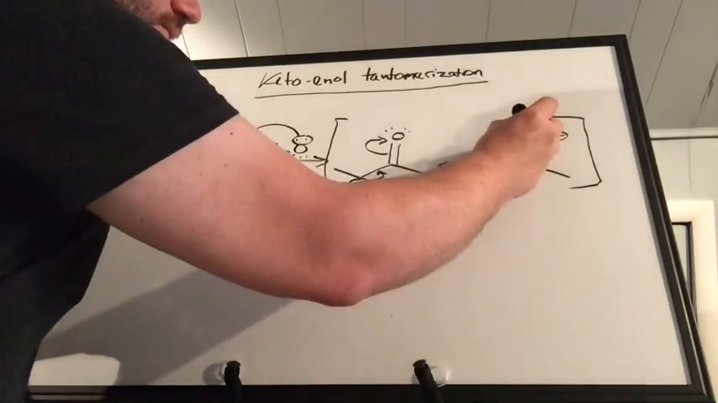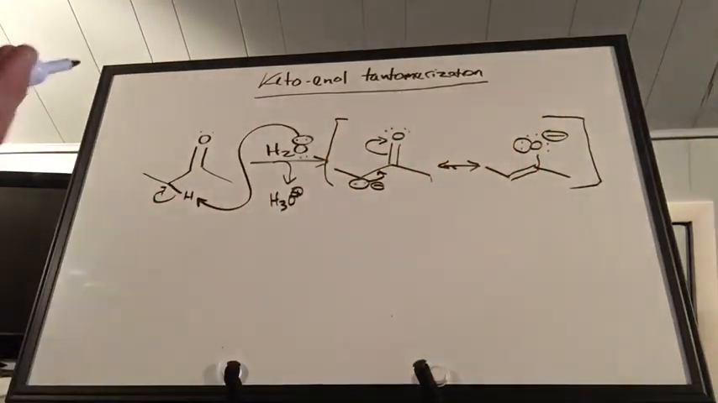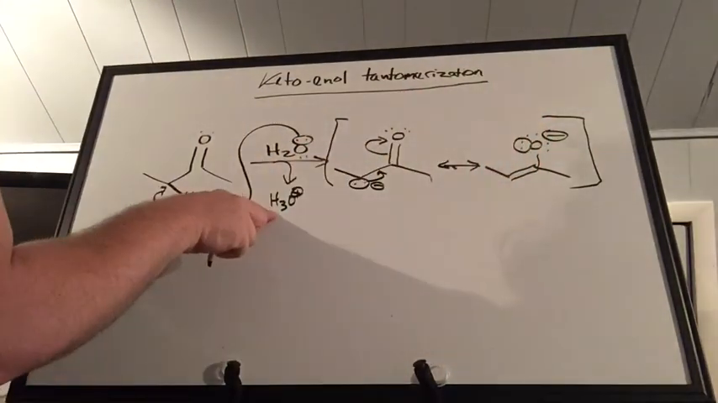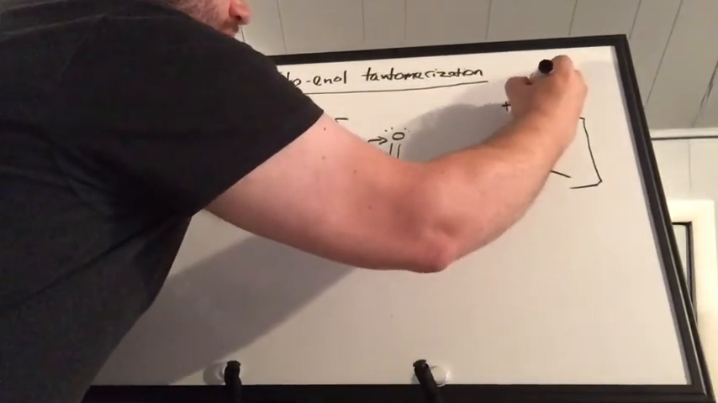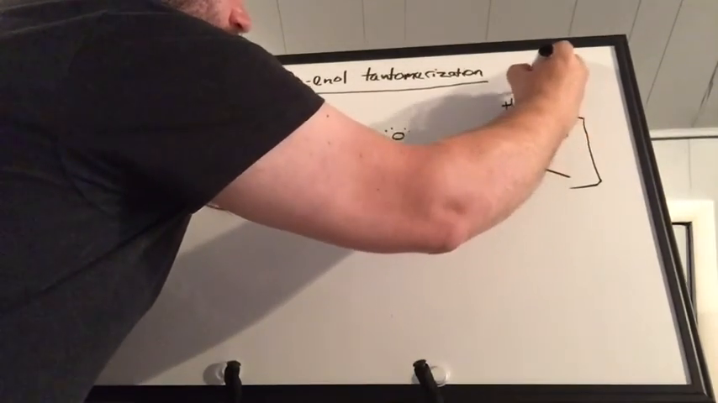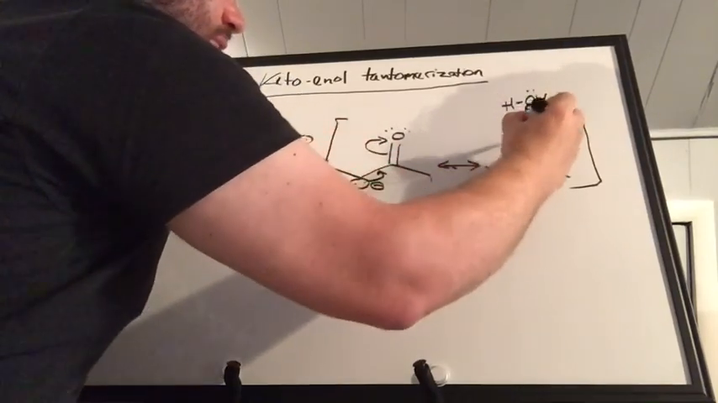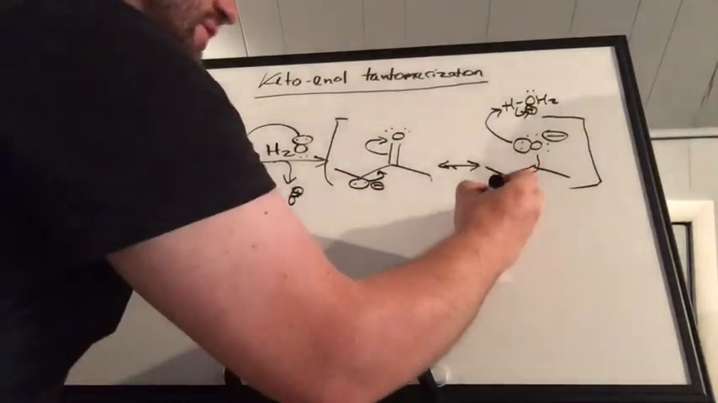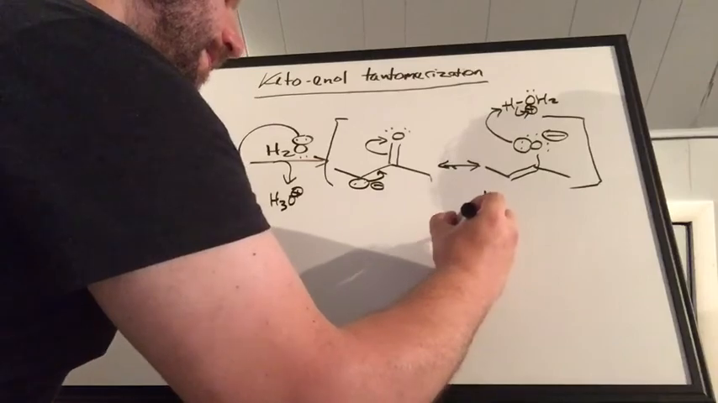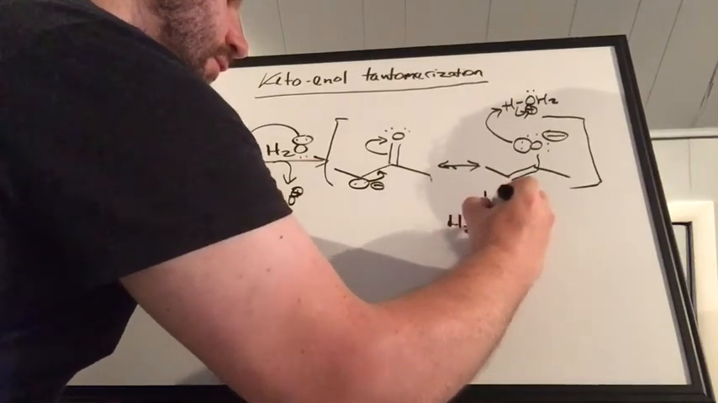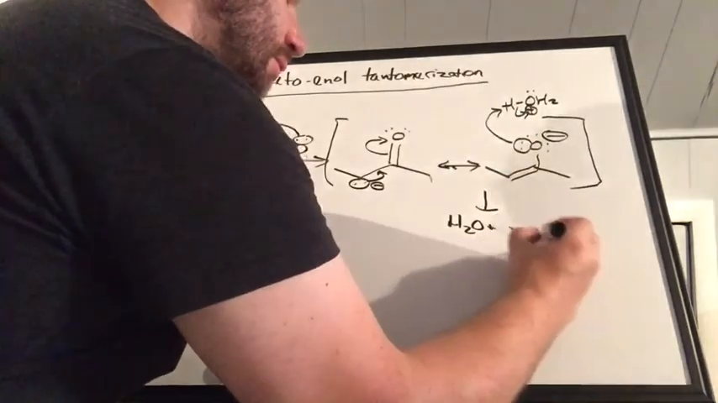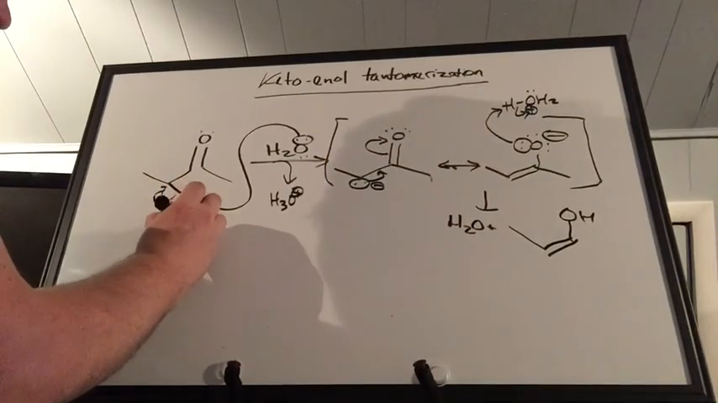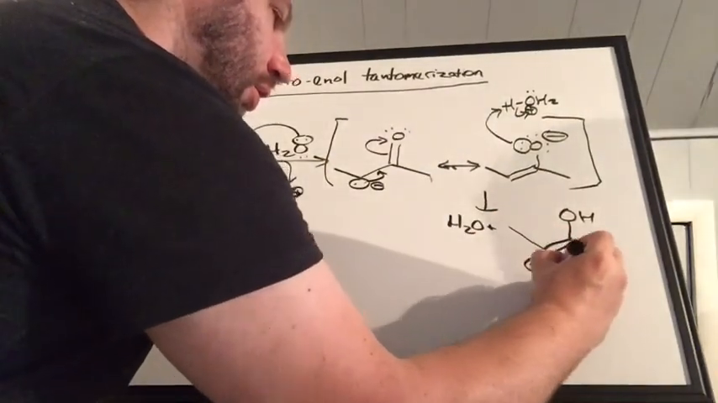Now, this is going to behave as somewhat of a nuke and take the hydrogen away from this hydronium ion, right? So it does. It's goodbye to both of the charges, and then you have water plus your enol form. So we have keto on the left here and enol on the right.